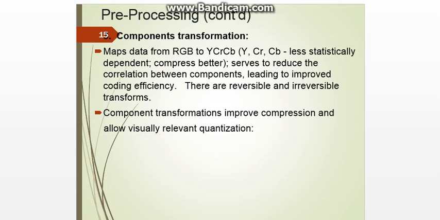Now in the pre-processing, the second part is the component transformation, which maps the data from the RGB components to the Y, CR and CB components, which are less statistically dependent and compress better, which serves to reduce the correlation between components, leading to improved coding efficiency. There are 2 types of component transformation, that is reversible and irreversible. The component transformations improve the compression and allow visually relevant quantization.